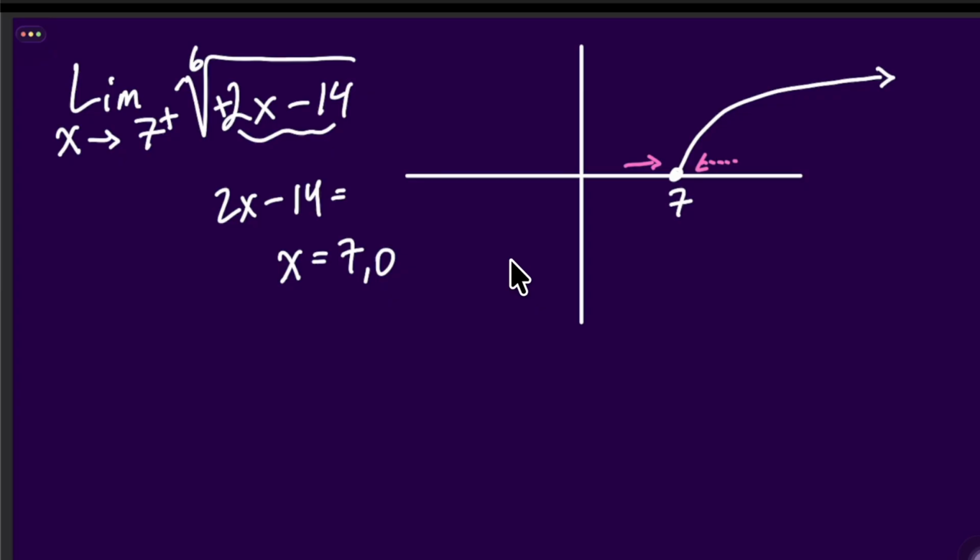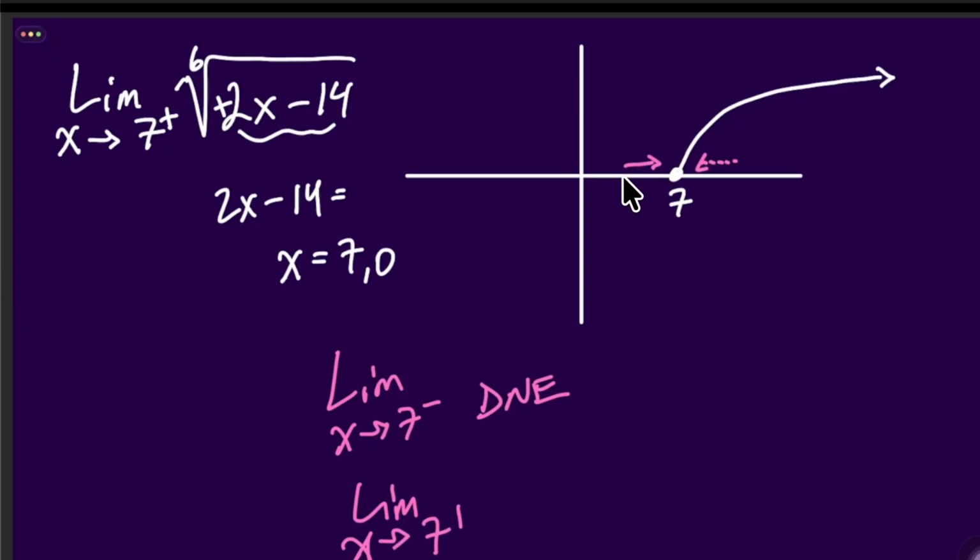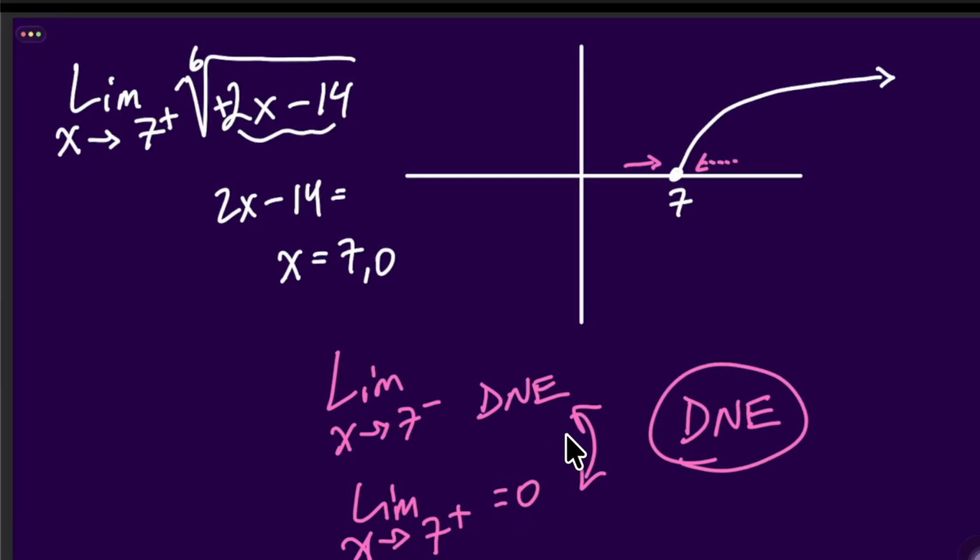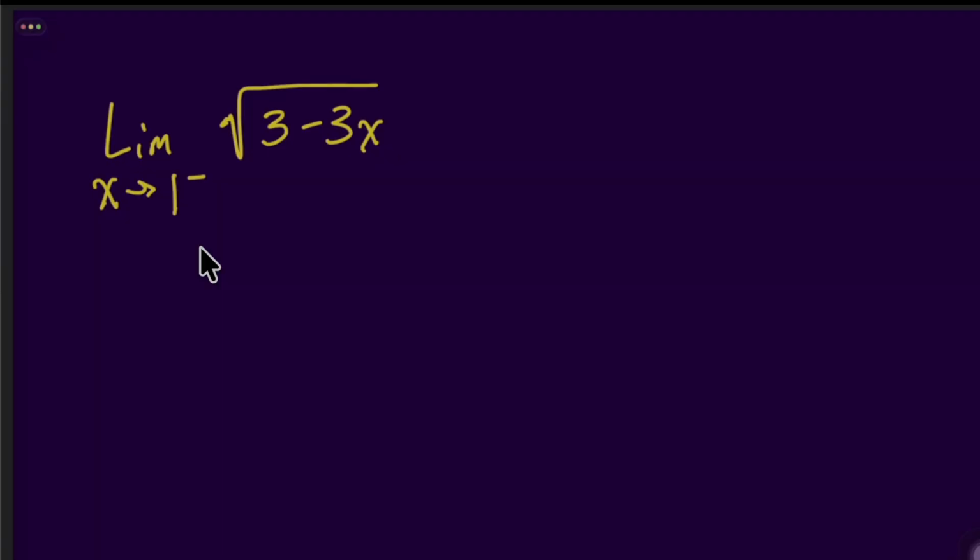So therefore, the limit as x approaches 7 from the left does not exist. The limit as x approaches 7 from the right equals 0, but the definition of a limit is that the limit from both sides have to be equal for it to exist. Therefore, the entire limit does not exist.